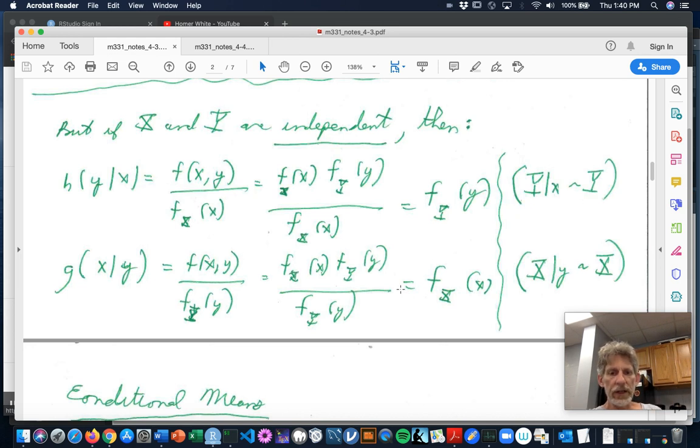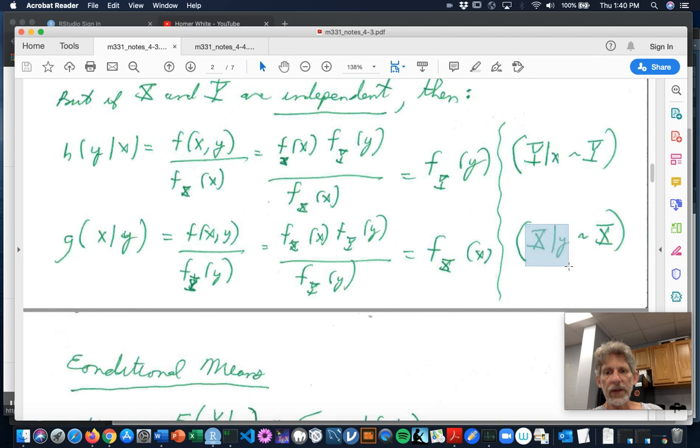And similarly, you could demonstrate that the conditional of x given that capital Y is a particular value little y would be distributed like capital X no matter what the little y is. So that's what you would get with independence.